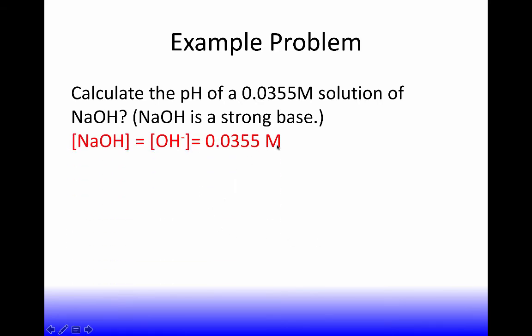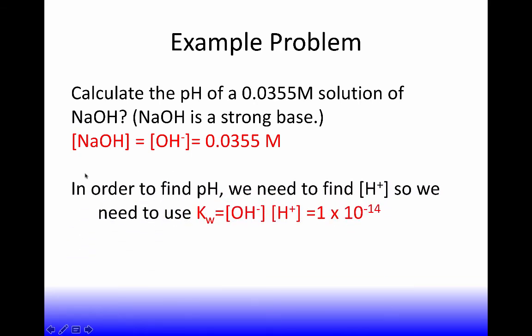But even before we do that, we have to realize what strong base means. It means it completely dissociates. So the concentration of the compound is going to be the same as the concentration of the hydroxide ions. So our hydroxide ion concentration is 0.0355 molar. Now, to find the pH, we've got to get H+. We don't have H+, we have OH-. So we have to use the ion product constant of water. We have to use this relationship: the concentration of OH- times the concentration of H+ equals 1 times 10 to the minus 14.